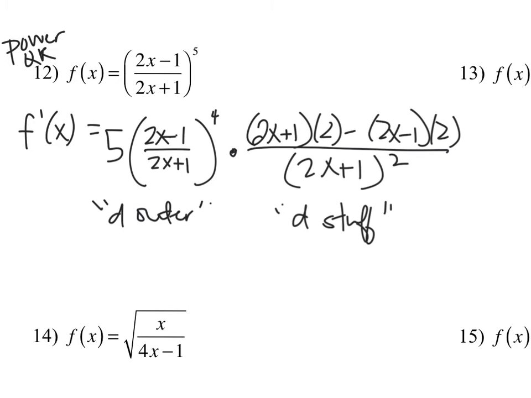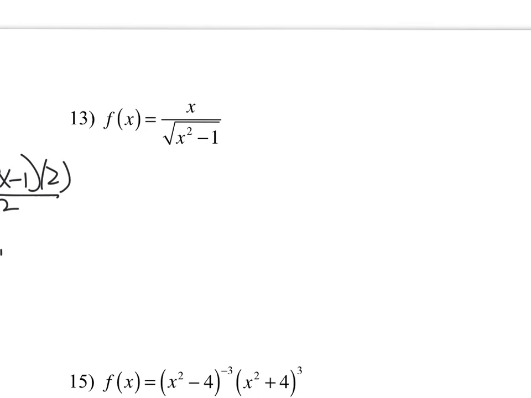So we may want to do some cleaning up here. This is 2x minus 1 raised to the 4th power, 2x plus 1 raised to the 4th power. We are multiplying. We've got some cleaning up we could do here, some distributing and combining of like terms. So go ahead and see how far you can simplify that, and then you can check your answers in the key on Monday. Let's take a look at 13.